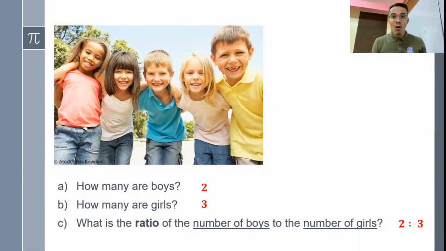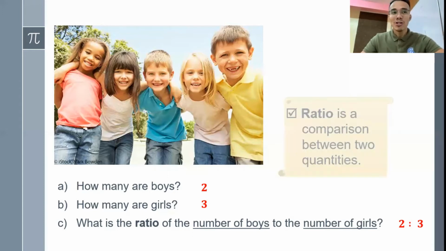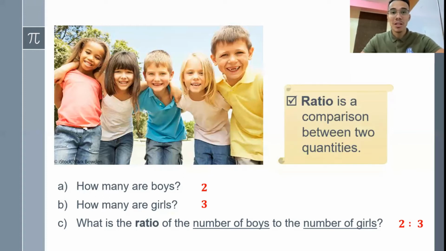If you have answered all these questions correctly, then congratulations. I just mentioned the word ratio, and I'm pretty sure that you already have encountered this word in your previous years, right? Okay. So what do you mean by ratio? Ratio is a comparison between two quantities. What is a comparison? It's from the word compare. So in ratio, we are comparing two quantities.